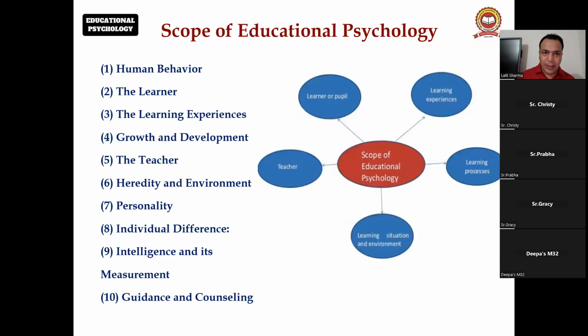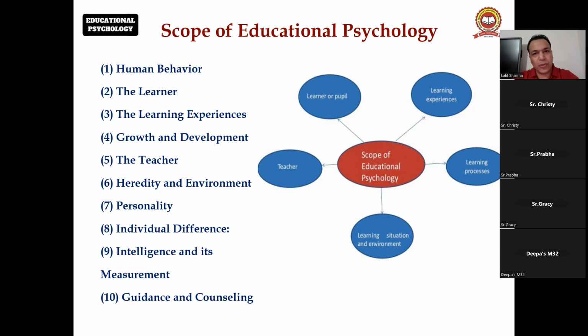You should know it. Okay, what is the scope of educational psychology? Now there is a third topic in the syllabus. After this lecture, we'll see the syllabus. So this is the third topic, the scope of educational psychology: human behavior, learning experience, growth and development, heredity, teacher, personality, individual difference, intelligence, guidance and counseling. These 10 headings are in themselves full-fledged topics. So this is the scope of educational psychology. Can you imagine? Everything is covered in educational psychology, right?